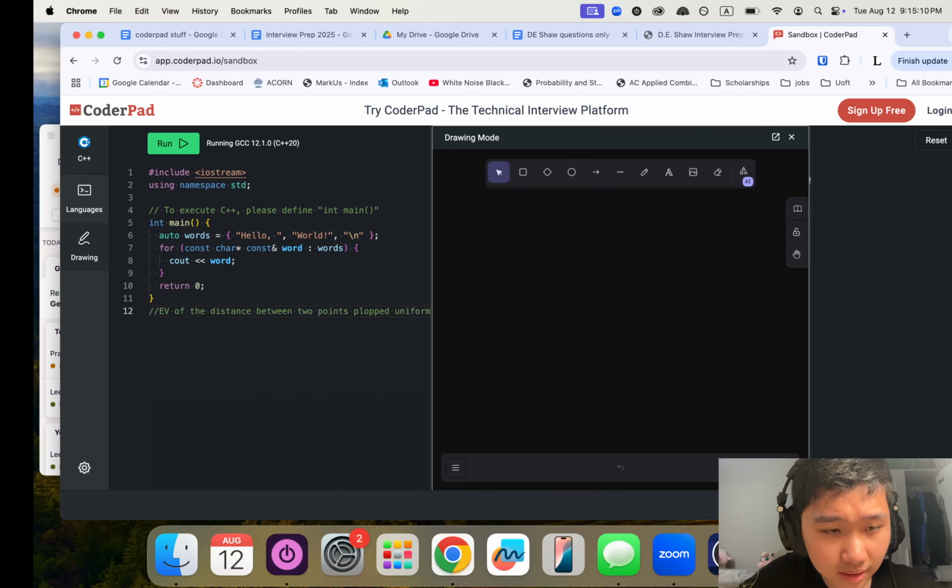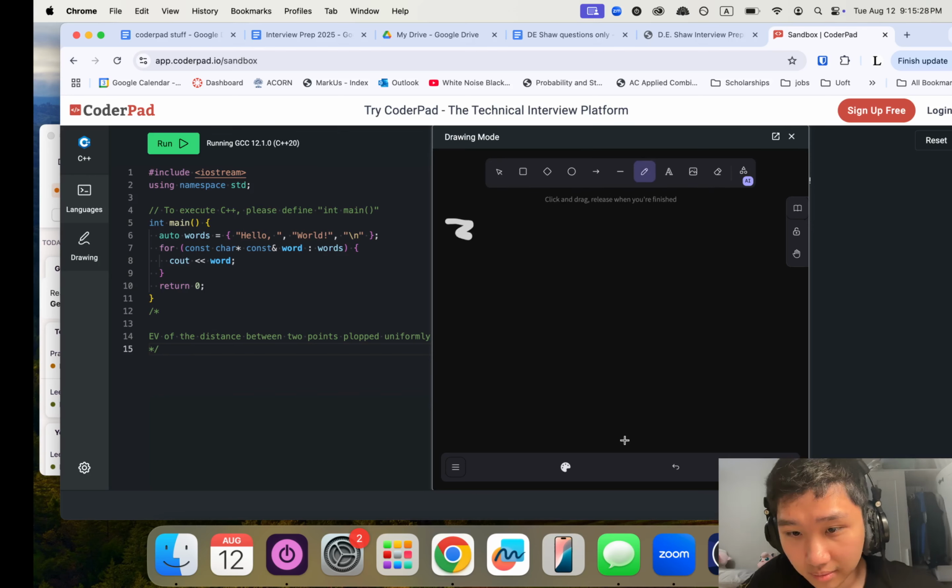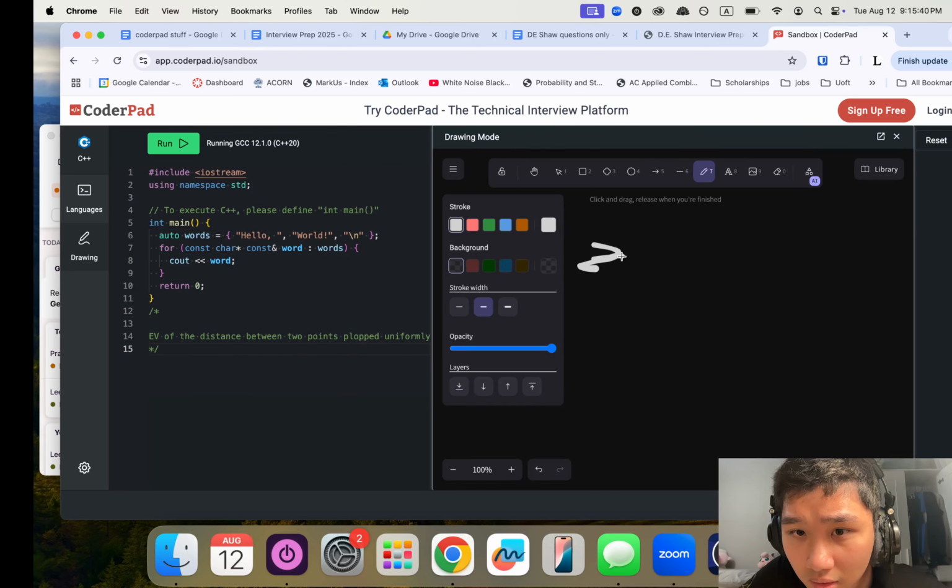So we want the expected value of the distance between 2 points uniformly in 0, 1. So the probability, so let's define... can I make this thinner? So let's have z, a random variable z.